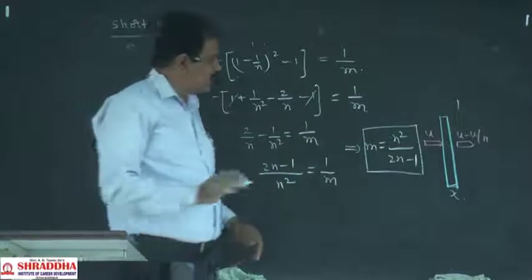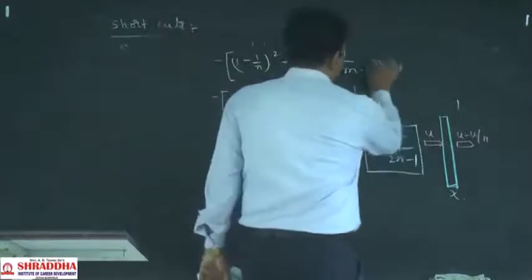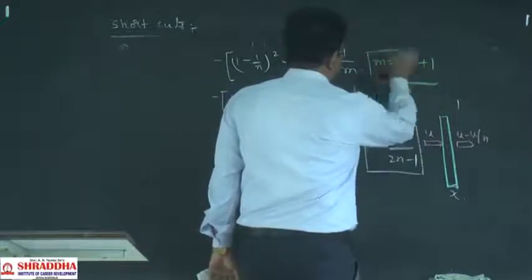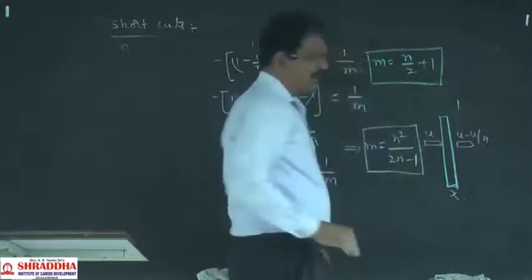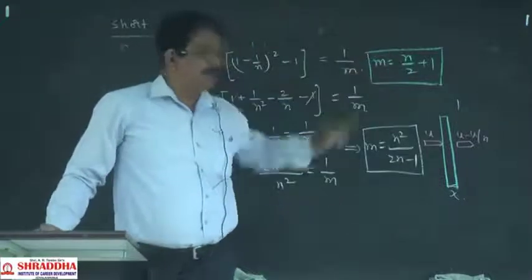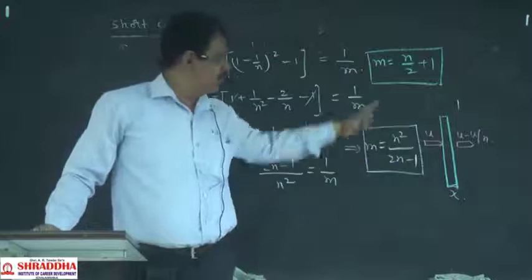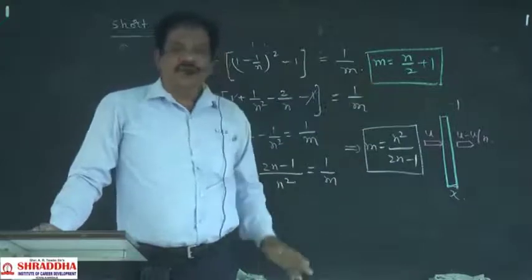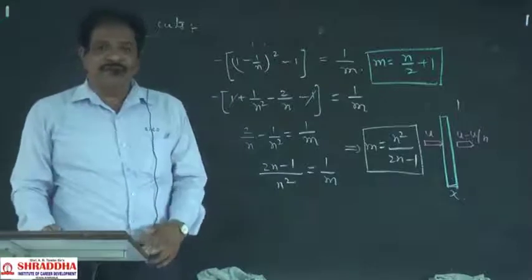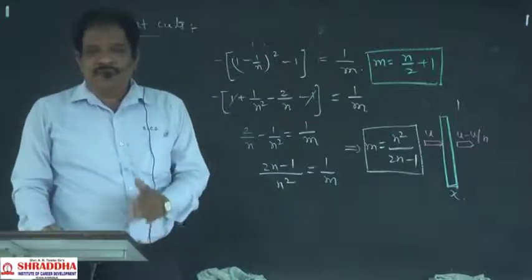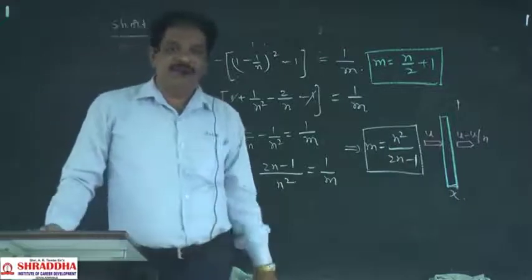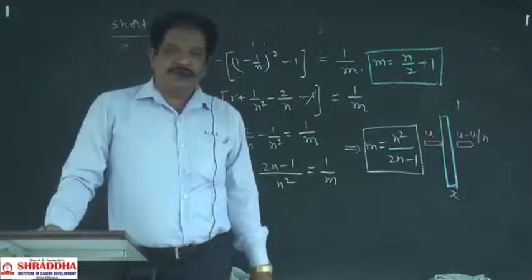Then you can use another formula. m is equal to n by 2 plus 1 also, approximately. n square by 2n minus 1 is equal to n by 2 plus 1. So we will use this formula also. A bullet loses 1 by 10th of its velocity after going through a plank. How many such planks are required to completely stop the bullet?